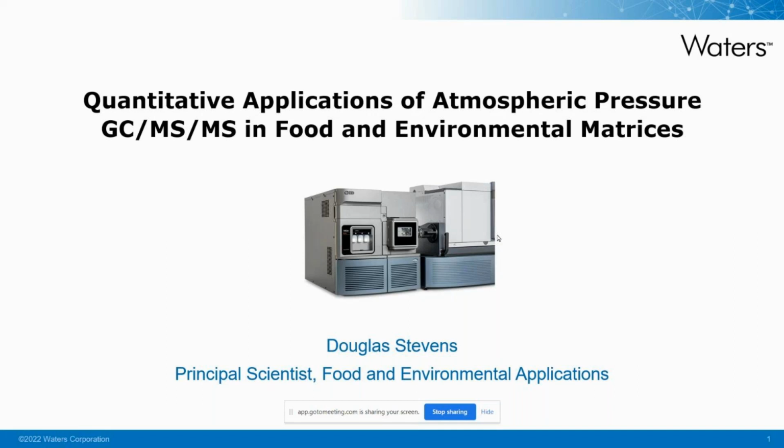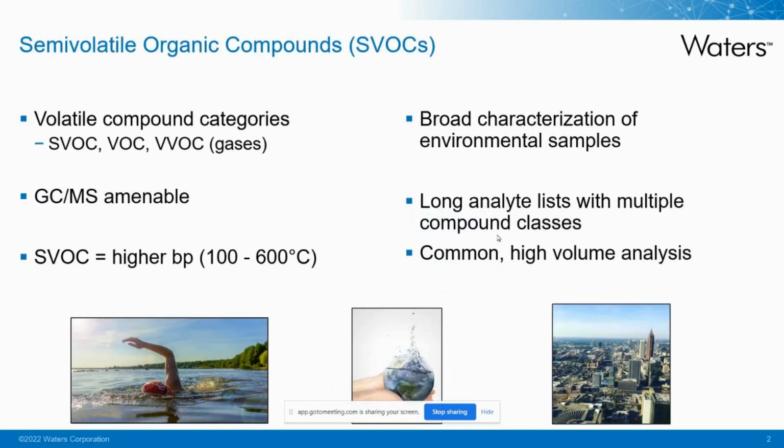All right, so here we go. So first, looking at the types of analytes we'll be focused on in this talk, they're all in the category of semi-volatile organic compounds. And as a step back to look at all the GC amenable range of compounds, we'd also find gases or very volatile organic compounds, and things like solvents in the volatile organic compound category.